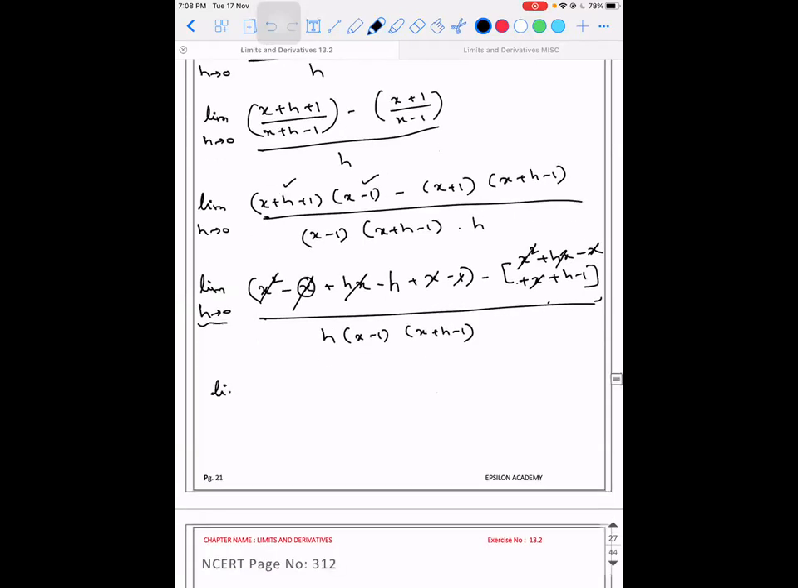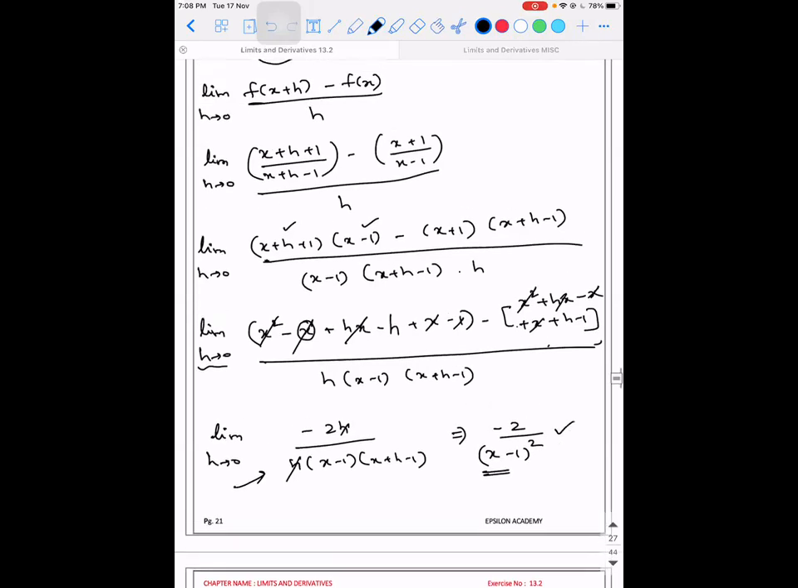Yes. So limit h tends to 0. It will be minus 2h divided by h into x minus 1 into x plus h minus 1. So h and h will get cancelled, which implies if you substitute h tends to 0, it will be minus 2 divided by x minus 1 the whole square. That's the final answer.